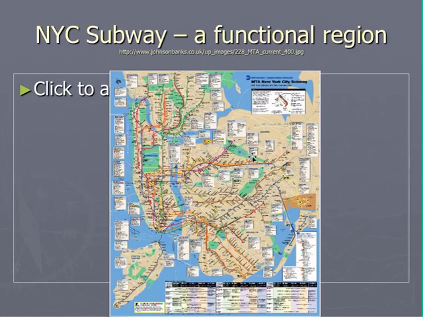All right, New York City, again, a functional region. So you always have to ask yourself, why do all of these lines of transportation exist? Well, they exist to get people into New York City. That's why it is functional. The subways are functional to get people into the city.